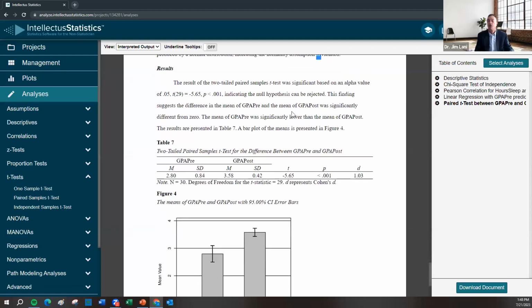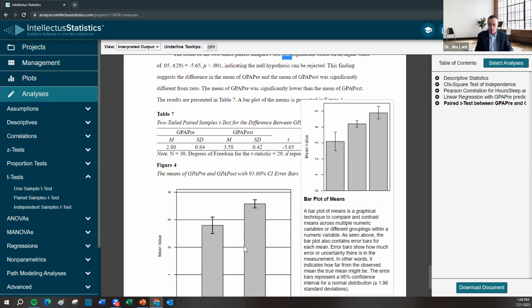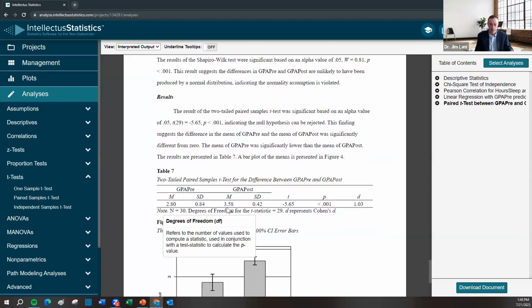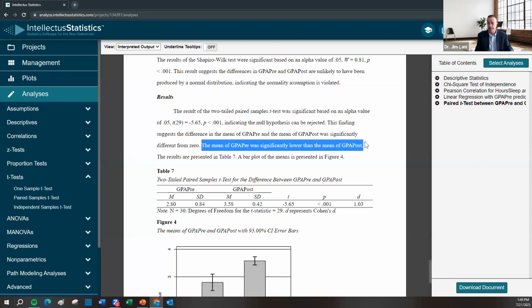Okay, the results of the t-test. The results of the t-test were significant. Yay. We found that GPA at post is statistically greater than GPA at pre. Sweet APA table, helpful scrollovers, helpful bar plot, and we can see clearly that the GPA at post was higher than the pre, but we have that interpretation sitting inside there.